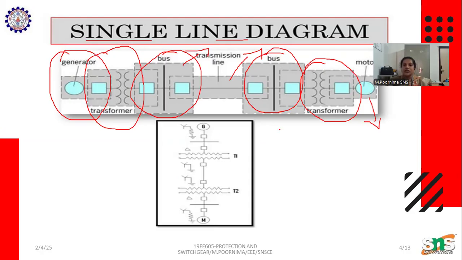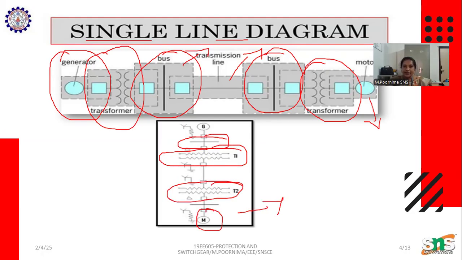This is also a single line diagram. Here we have a bus bar, a transformer, the receiving end transformer, and finally a motor. This is a single line diagram.